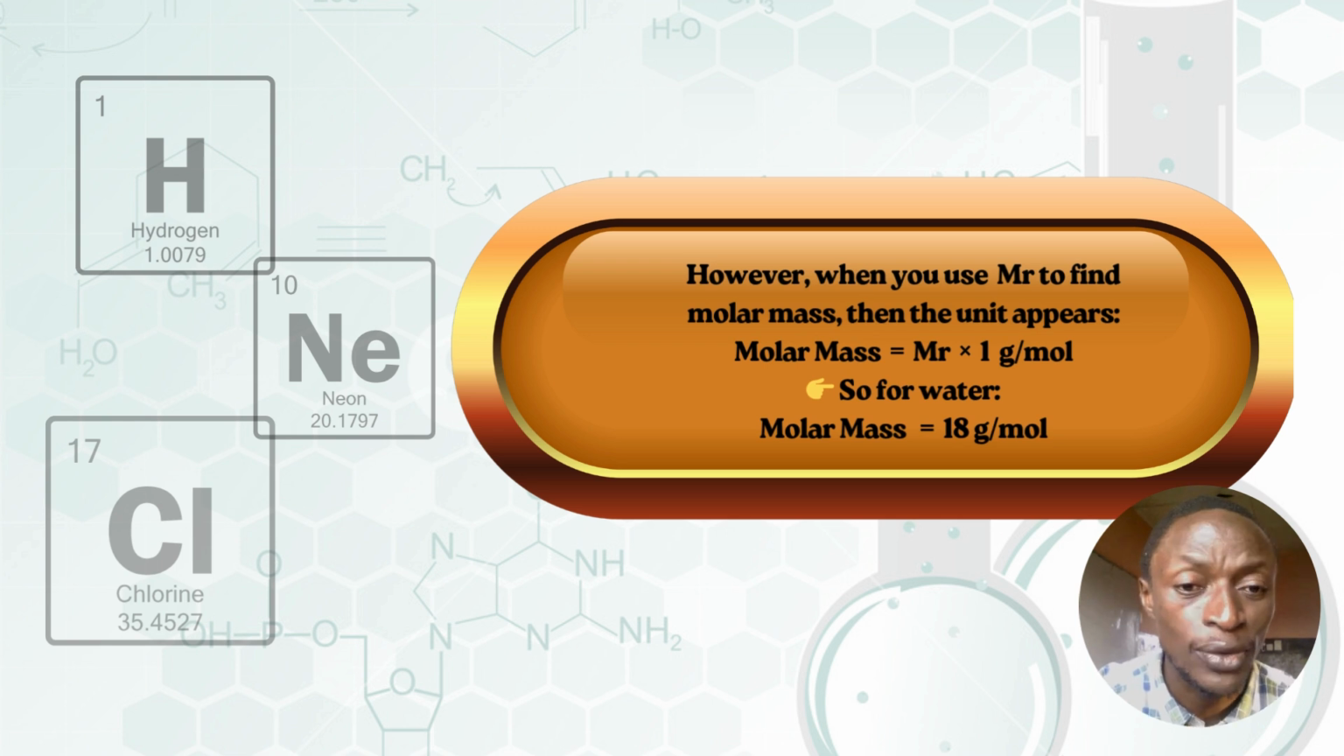However, when we use it to find the molar mass of a substance, we are expected to put a unit. So molar mass of a substance has units, and the unit is grams per mole. So in a question, if you were asked to find the relative molecular mass, mind you, don't put units. But if you were told to find the molar mass of the compound, please add the unit. The unit is grams per mole. So for water, the molar mass is 18 grams per mole, while its relative molecular mass is 18.